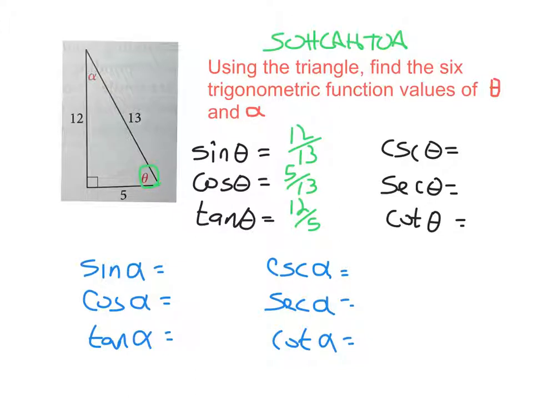Now these three over here are just reciprocals of those. Cosecant's the reciprocal of sine, secant's the reciprocal of cosine, and cotangent's the reciprocal of tangent. That's all you do there. Okay, now let's do the other one.